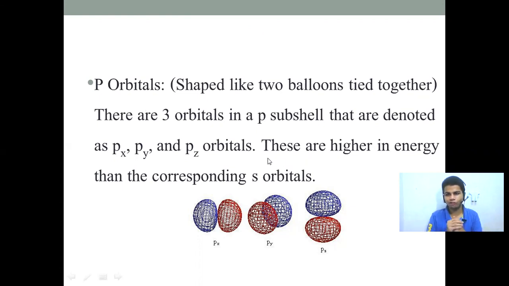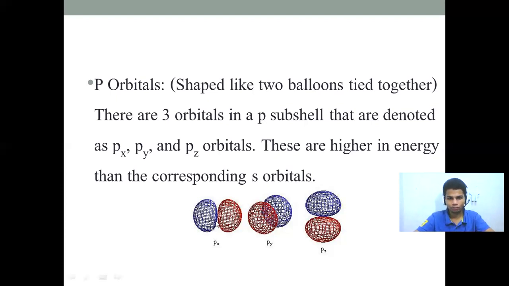And if you are moving from s to p, p to d, the energy of the p orbital is much higher than the s orbital, and the energy of the d orbital is much higher than the energy of the p and s orbitals. But we already know that if the energy is high, then stability is low, because both are inversely proportional. That I will also discuss and describe later.